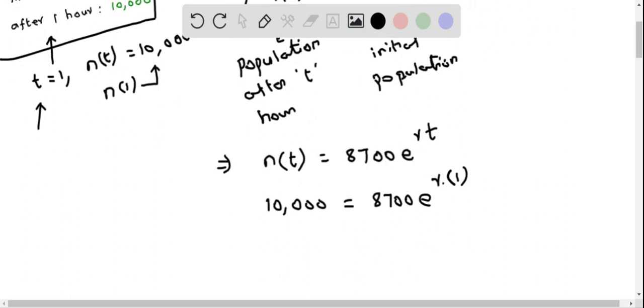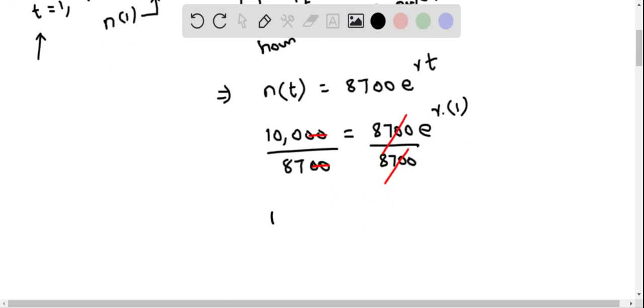We have 10,000 equals 8,700 e raised to the power of r. I divide both sides by 8,700, and so on the right side these two will get cancelled. On the left side I can just cancel the two zeros, and so this can be written as 100 over 87, and this equals e raised to the power of r times 1, which is r.